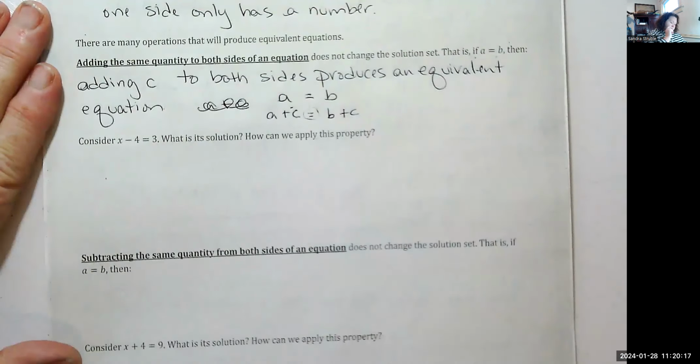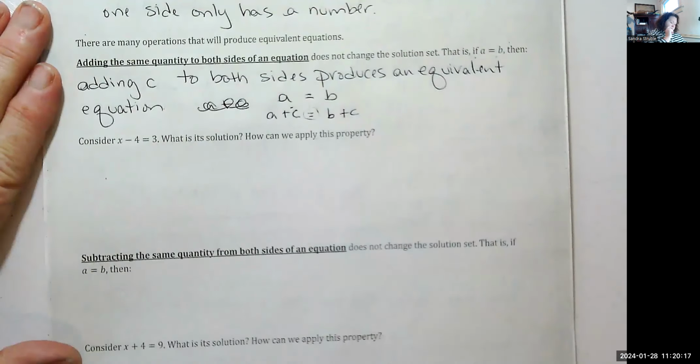All right, the next one is subtracting the same quantity from both sides of an equation does not change the solution set. It's the same concept as the addition version. That is, if A is equal to B, then I am subtracting a C from both sides.